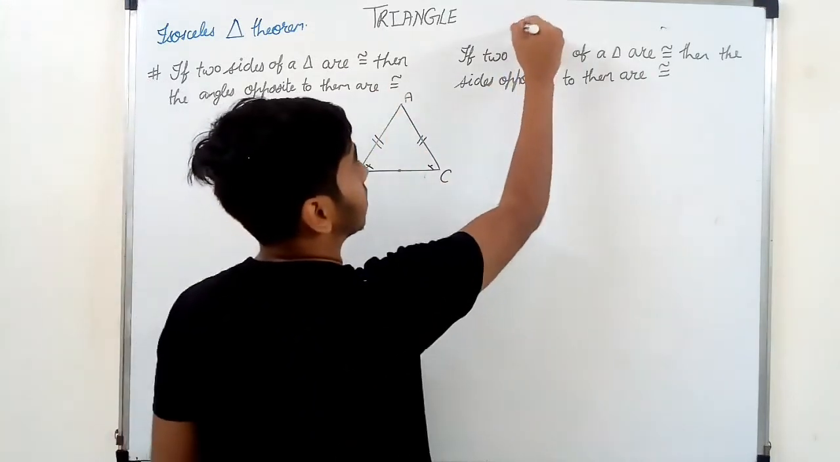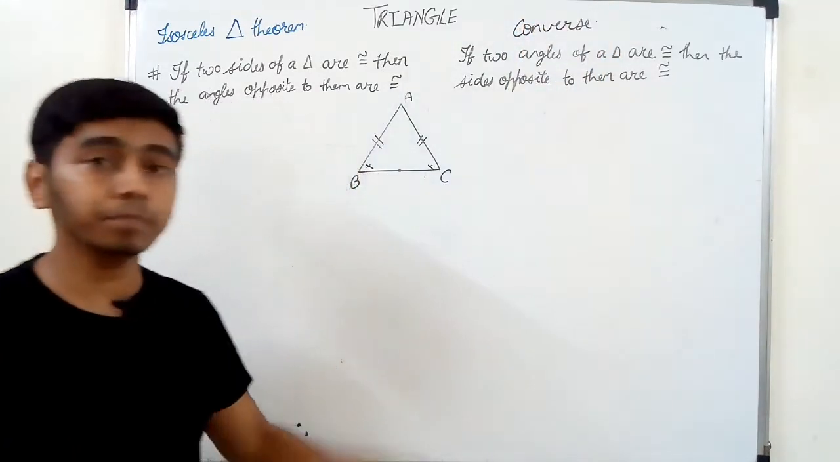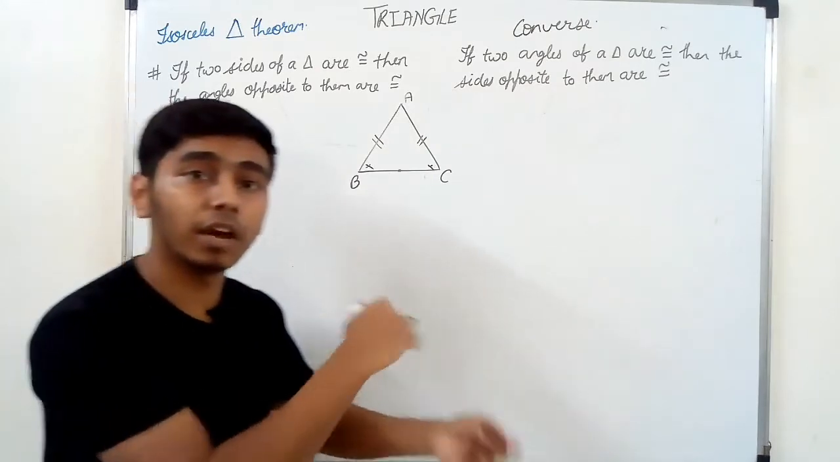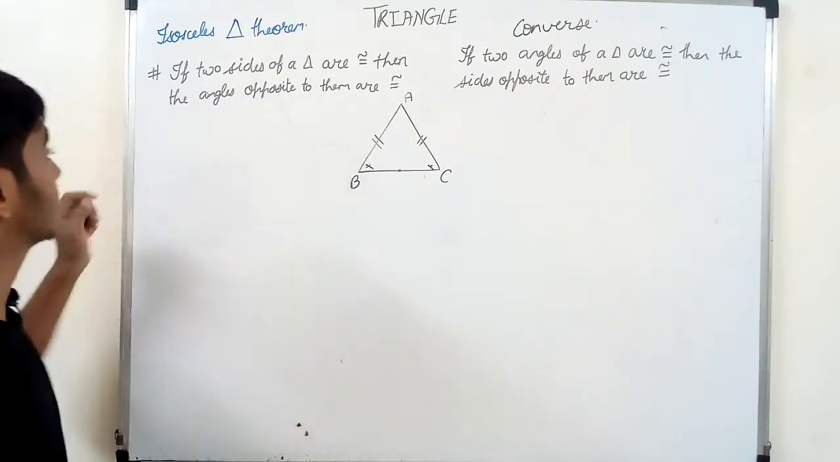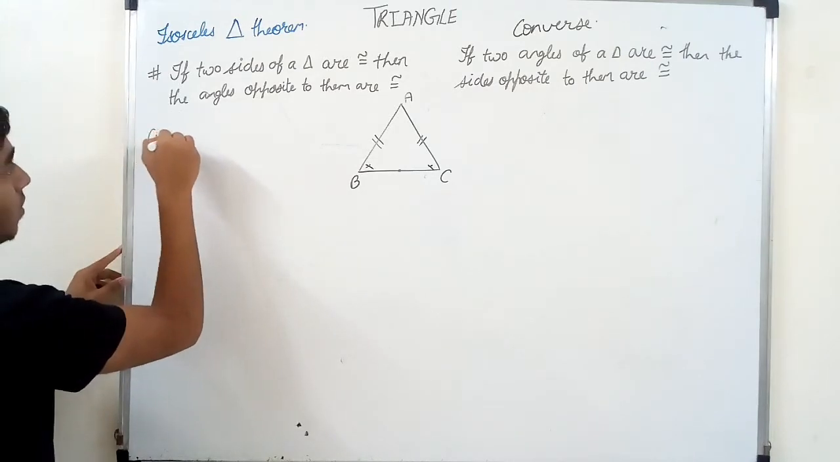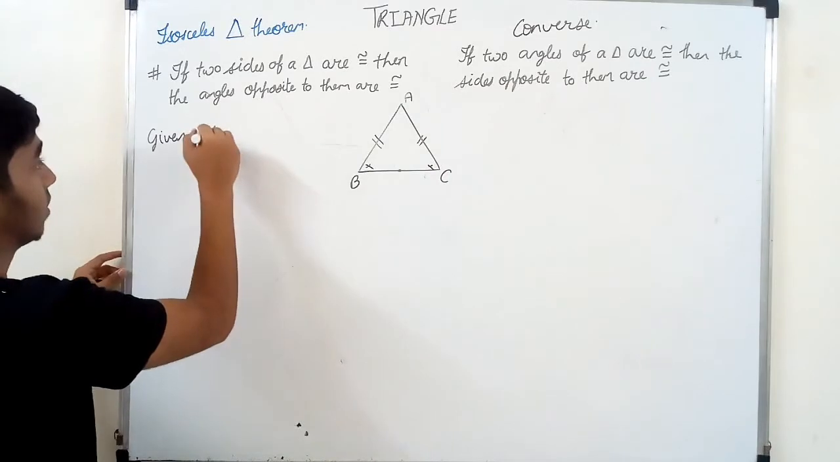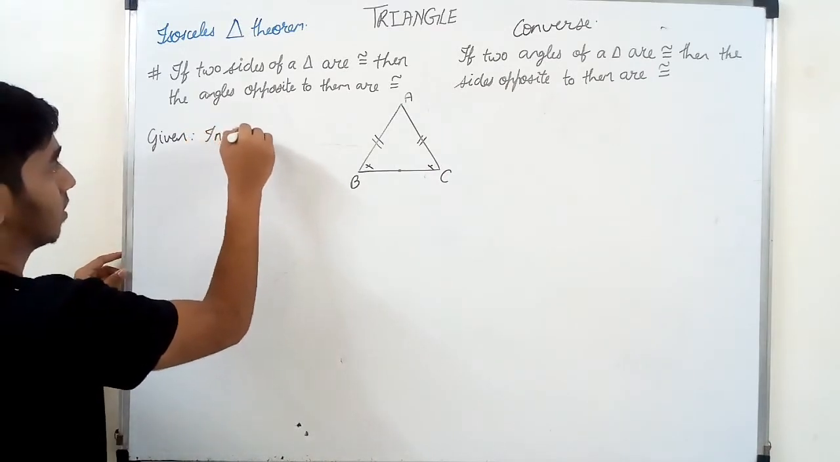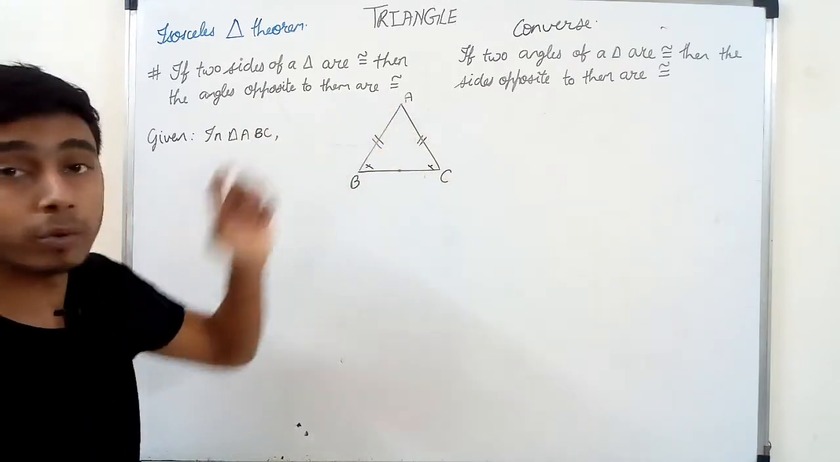So we'll just write here, converse, which is the opposite, that we also have to prove. Let's start with the proof. What is given to us? In triangle ABC, AB is congruent to AC.